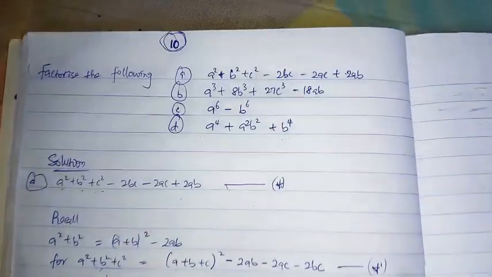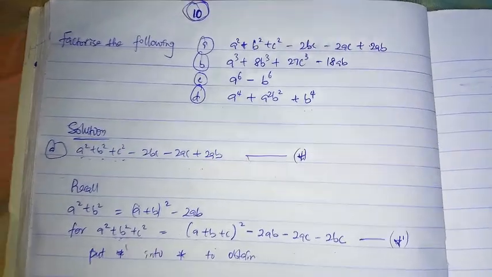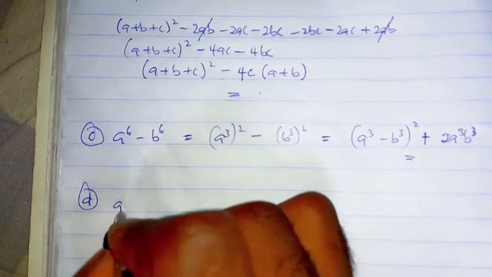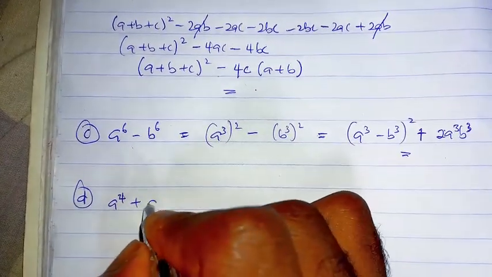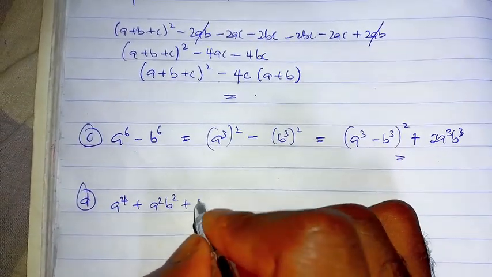Then for this question now, which I want to solve first before solving that of B. This question says: factorize this. A raised power 4, a squared b squared, b raised power 4. Okay, a raised power 4 plus a squared b squared plus b raised to power 4.